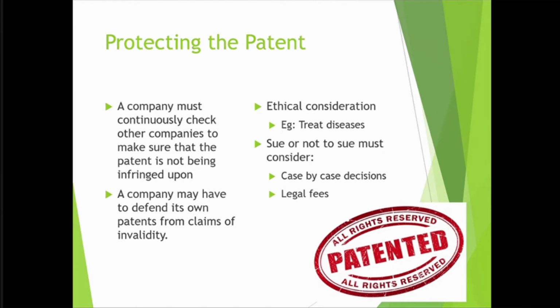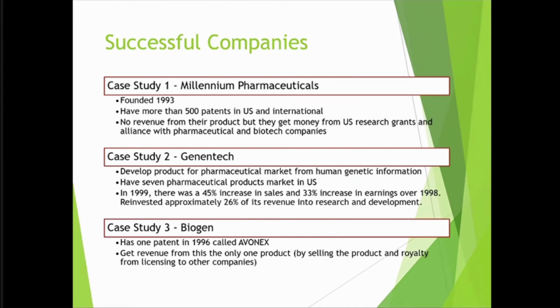Okay, so I'm going to share six successful companies. The first three are companies that use different styles to become successful. The first one is Millennium Pharmaceuticals. They have a lot of patents.